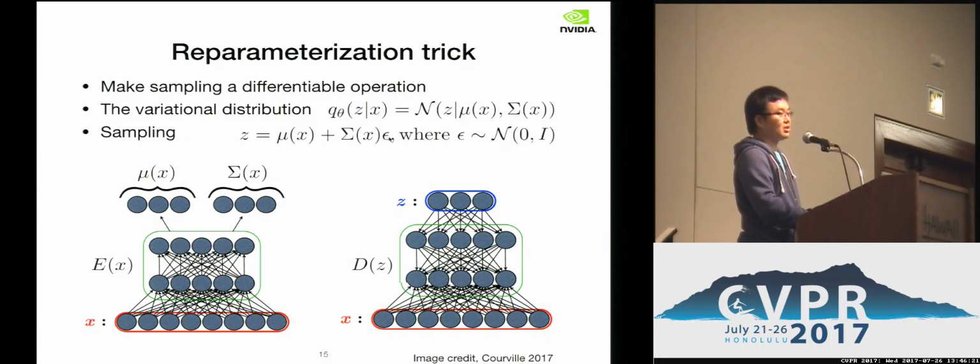You basically just introduce an additional variable epsilon, which you don't even need to backpropagate gradient to. So once you have the Z, you go through the decoder network, and you reconstruct the image.